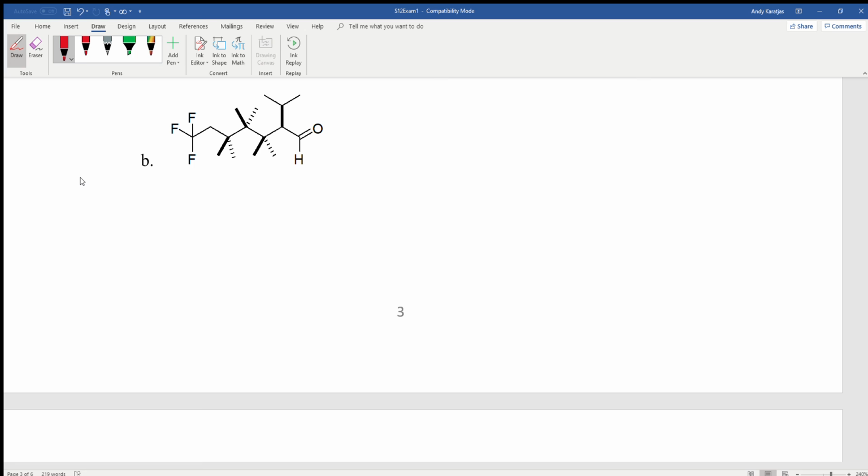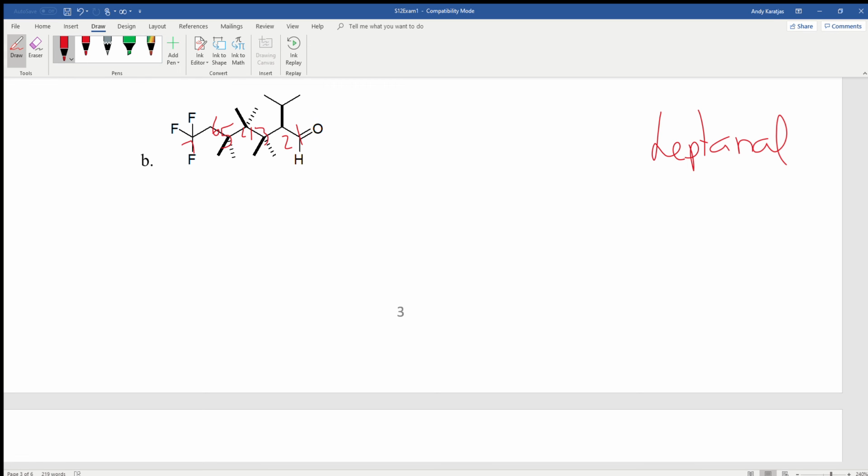Part B for question 3. A lot more substituents, but in reality, actually an easier problem. First reason it's an easier problem is we're dealing with an aldehyde. And we know with an aldehyde that by definition, the aldehyde carbon is carbon 1. And so we can number that one. We see we have a 7-carbon chain. So we have heptanal.